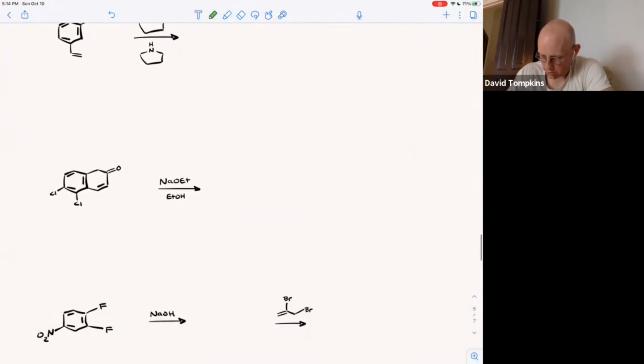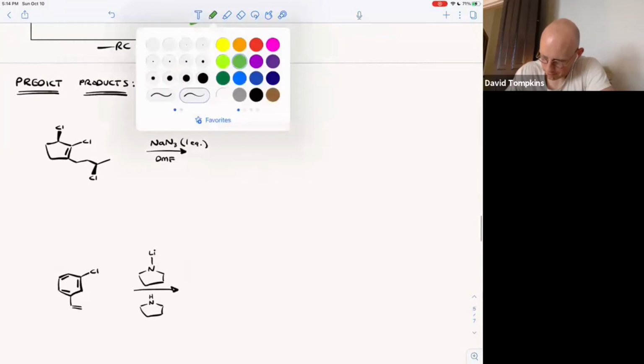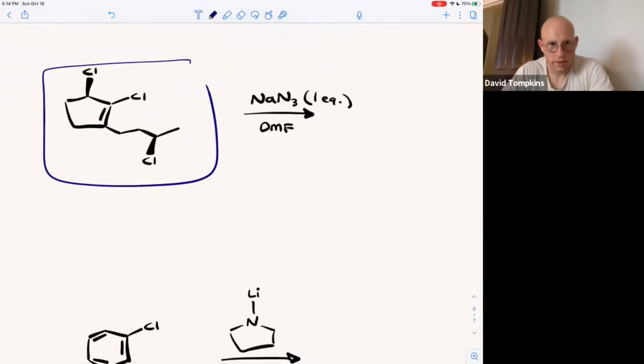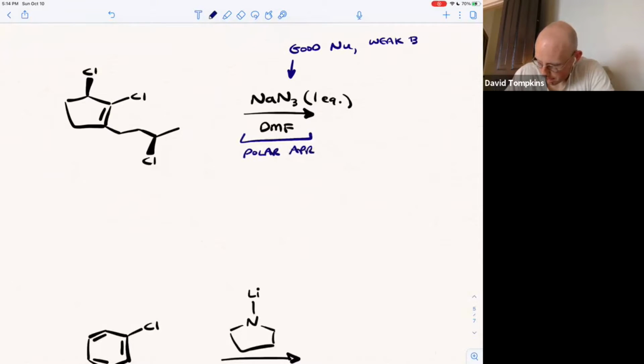So putting all this together, I just have some predict-the-product questions like what we would see on a typical exam, and we'll finish up after that. The first compound here has 3 leaving groups, all chlorides. We're adding sodium azide, which is actually a nucleophile from orgo-1, but a weak base. It's also in a polar aprotic solvent. So this is the recipe for SN2 chemistry.